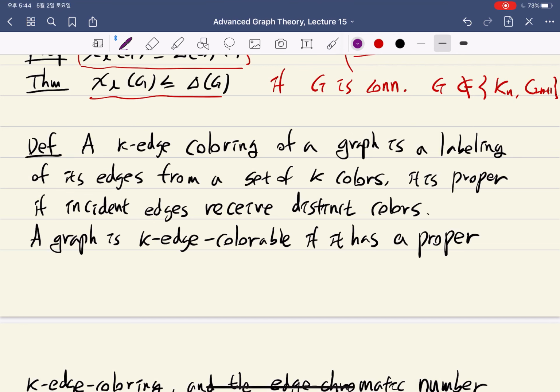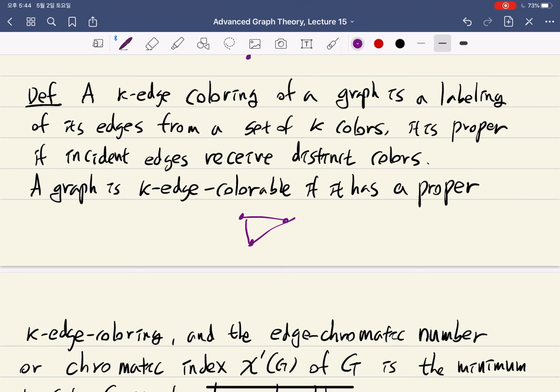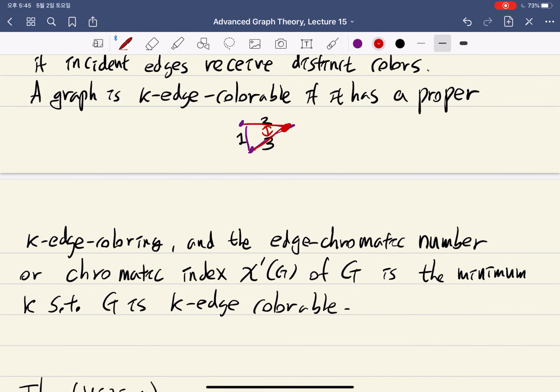Another variation of graph coloring is, instead of coloring the vertices, to color the edges. We give color 1 here, 2 here, say 3 here, so that two edges which share the same vertex get different colors. This is edge coloring. We say that the graph is K-edge colorable if we can properly color the edges with K colors. We denote the edge chromatic number, or chromatic index, as chi prime of G, the minimum K such that G is K-edge colorable.